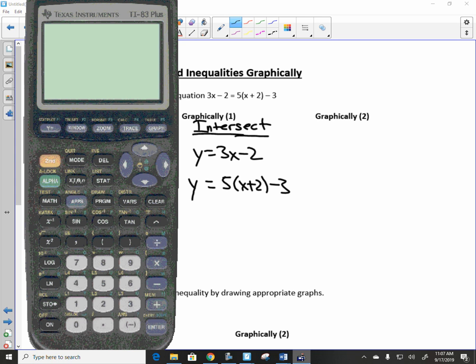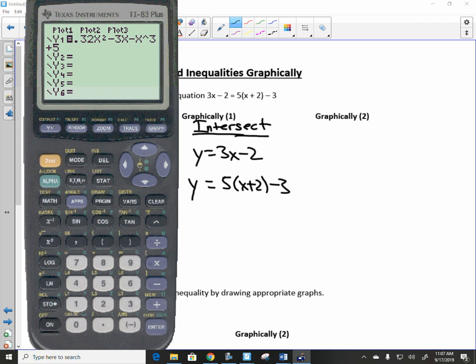So if I take out my graphing calculator and turn it on, and I go into y equals, and I type in 3x minus 2, and I type in 5 times x plus 2 minus 3, let you guys type that in. And I'm going to zoom standard or zoom 6. And I get that, okay? That's what I get. Can you see the intersection point of my graph right now?